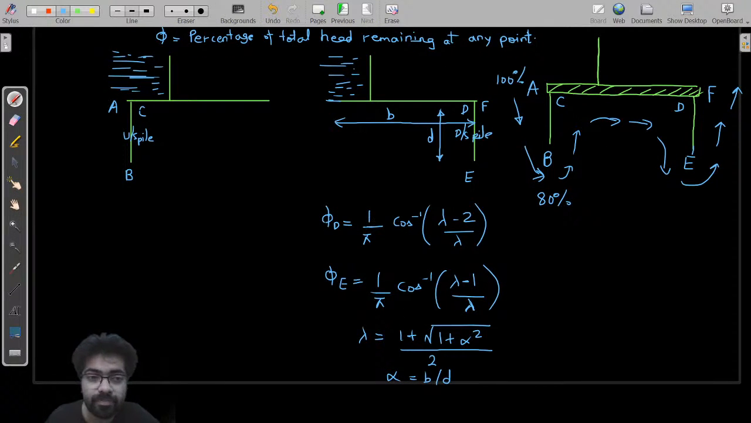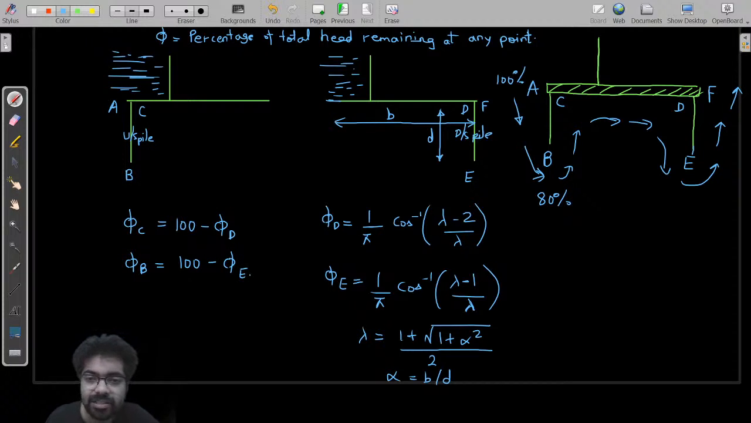Now tell me, what is the value of phi at C? Can anyone tell me? Comment down. I have already told you. You will find the value of phi D from here, and the value at C will be nothing but 100 minus the potential function which you have already found at D. And since you have already found the value at E, the value of phi at B will be 100 minus phi E.